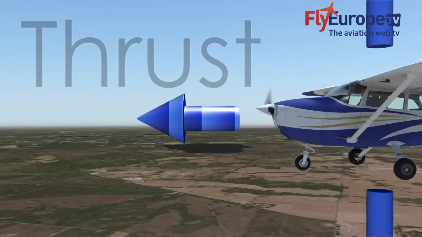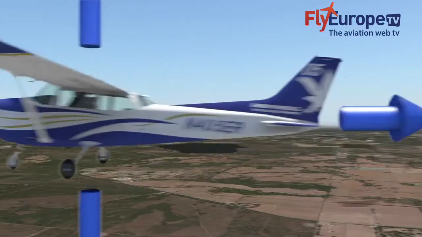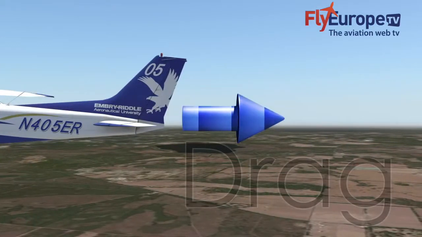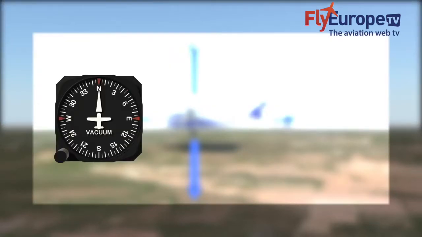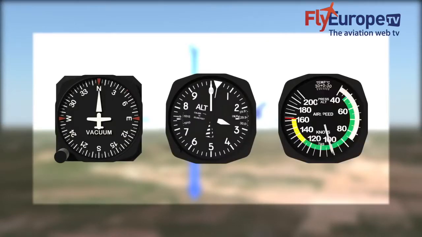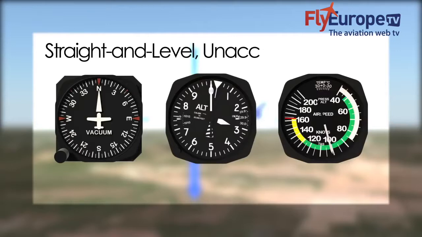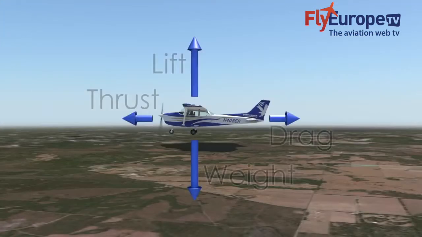Next, we have thrust. This is the forward force, generally created by the aircraft's propellers or turbine engines, which pulls or pushes the aircraft through the air. Finally, there is drag. Drag is the force acting in the direction opposite of thrust, which fundamentally limits the performance of the airplane. When an aircraft is maintaining its heading, altitude, and airspeed, it is said to be in straight and level, unaccelerated flight. In unaccelerated flight, lift equals weight and thrust equals drag.